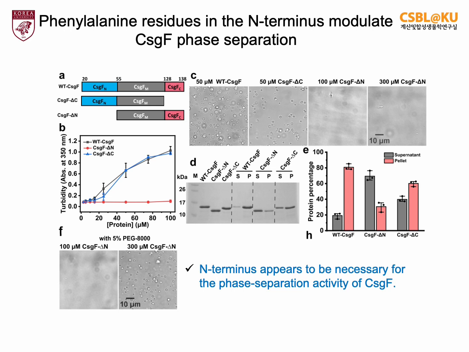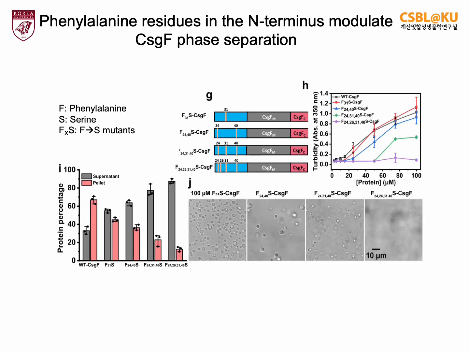These proteins were centrifuged, and the supernatant and the pellet fractions were subjected to SDS-PAGE to quantify proteins in the dilute and the condensed phase. The amount of C-terminal truncation in the pellet fractions was reduced by about 20% relative to wild-type, while most of the N-terminal truncation remained in the supernatant. It indicates that the N-terminus appears to be necessary for the phase separation activity of wild-type CsgF rather than the C-terminus.